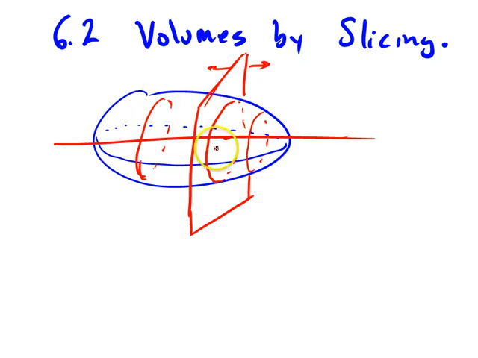Each one of those slices, I want to look at and say, what does this slice look like? Maybe it looks kind of like that. I don't know exactly what the shape looks like, but that's some slice. What I want to do is figure out the area of the slice, and then give that slice a little bit of thickness.